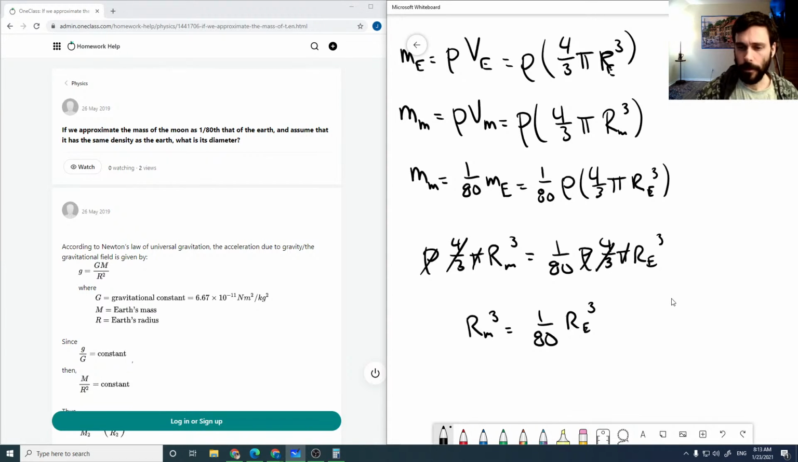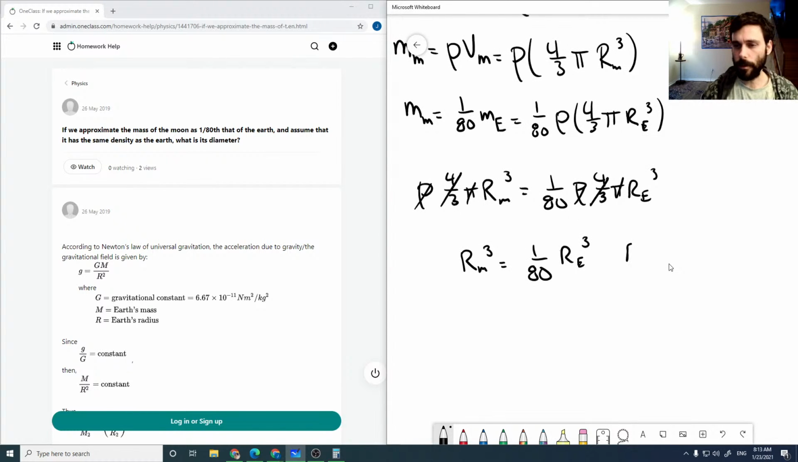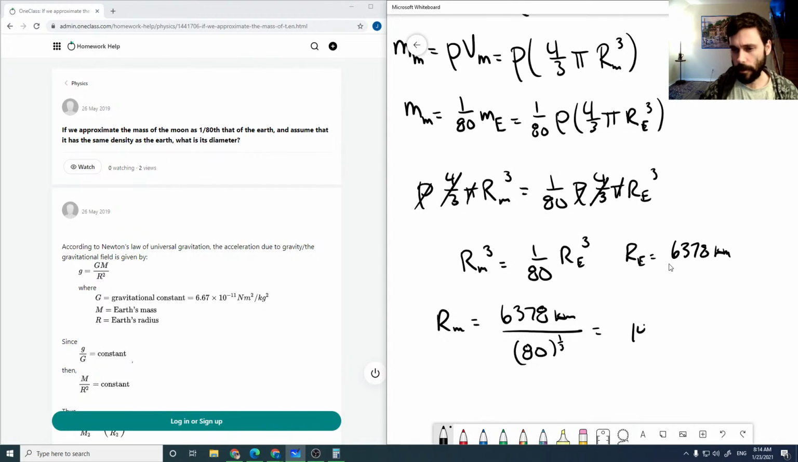And so then, using the radius of Earth as 6,378 kilometers, the radius of the Moon is 6,378 kilometers over 80 to the 1/3, so the cube root of 80, which comes out to be 1480.2 kilometers. The diameter would be 2 times the radius, which comes to be 2960.4.